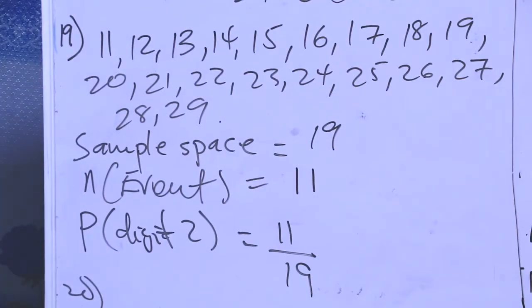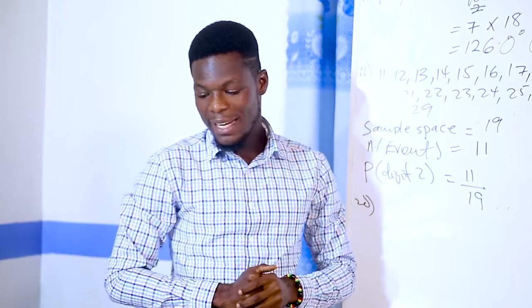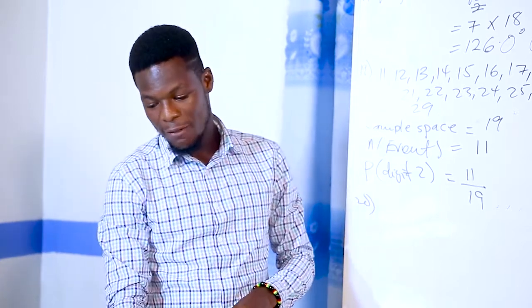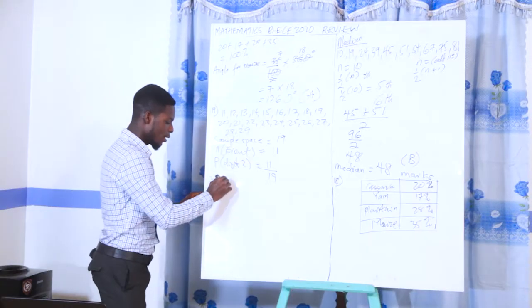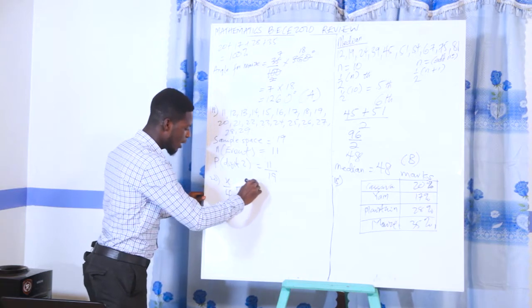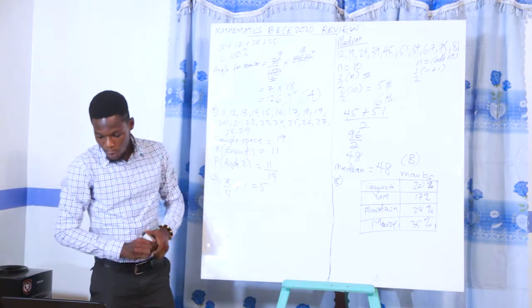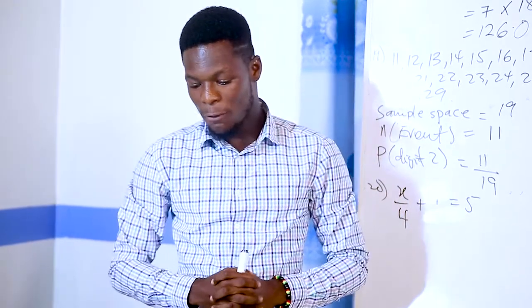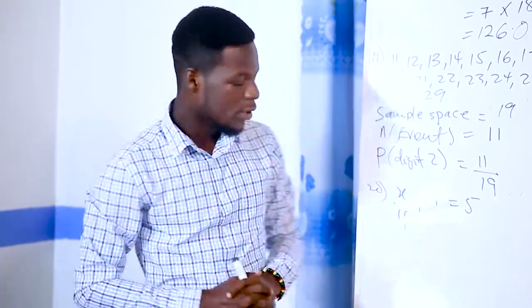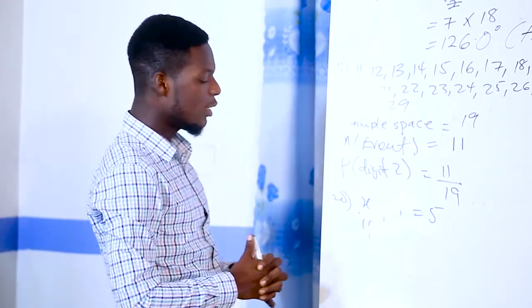We proceed to the next question, 20. Find the value of x if x over 4 plus 1 equals 5. Find the value of x if x over 4 plus 1 equals 5. So this is linear equation type 1.